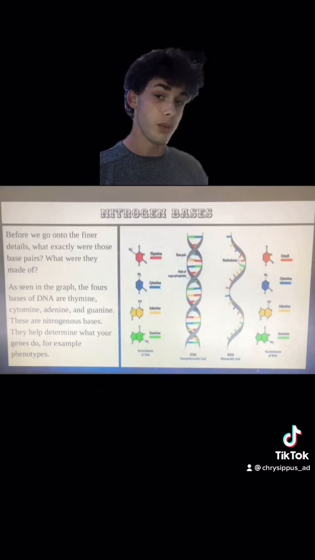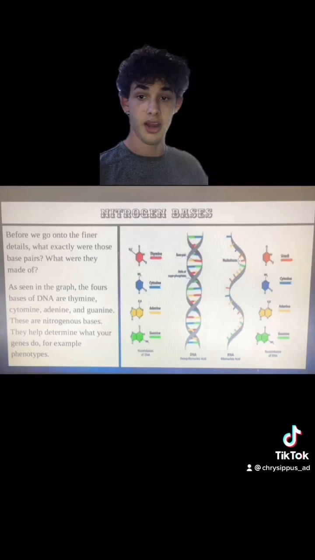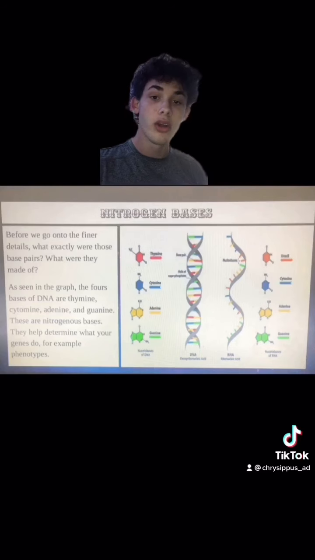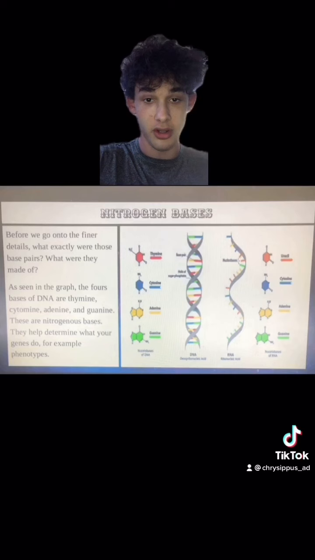Well, they're the things that make up your DNA. They are thymine, they are cytosine, they are adenine, and they are guanine. Now, thymine and adenine go together, and cytosine and guanine go together. They are the little bands between the double helix. They're very important for figuring out your DNA. So, let's go on to the more detailed steps now.